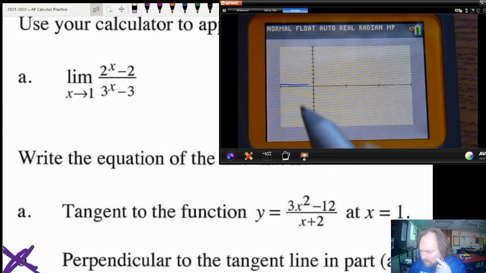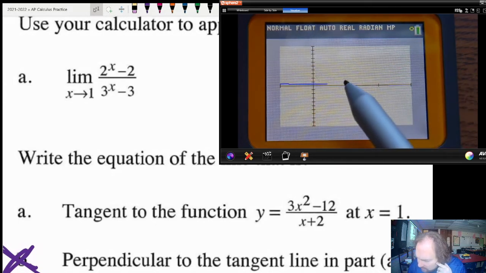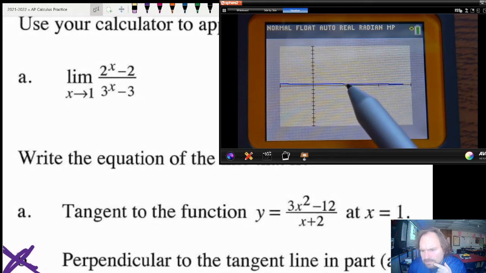I'm interested in what's happening at 1. I'm hoping there is a limit. Looks like there is. Looks like it is doing something crazy there. I'm not really sure what it is, but now, in this case, it might be better to look at the table. The table can probably give us a good view.